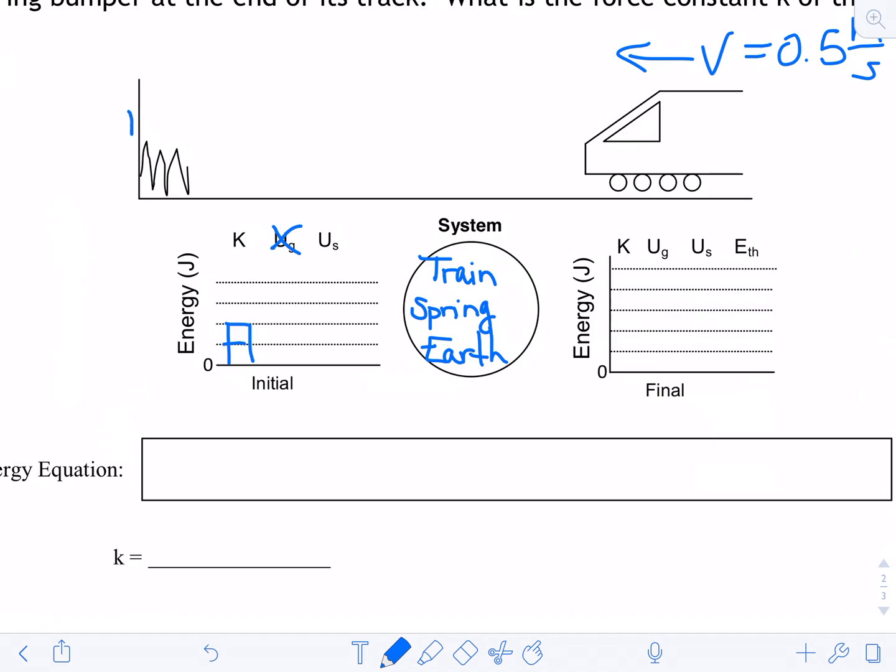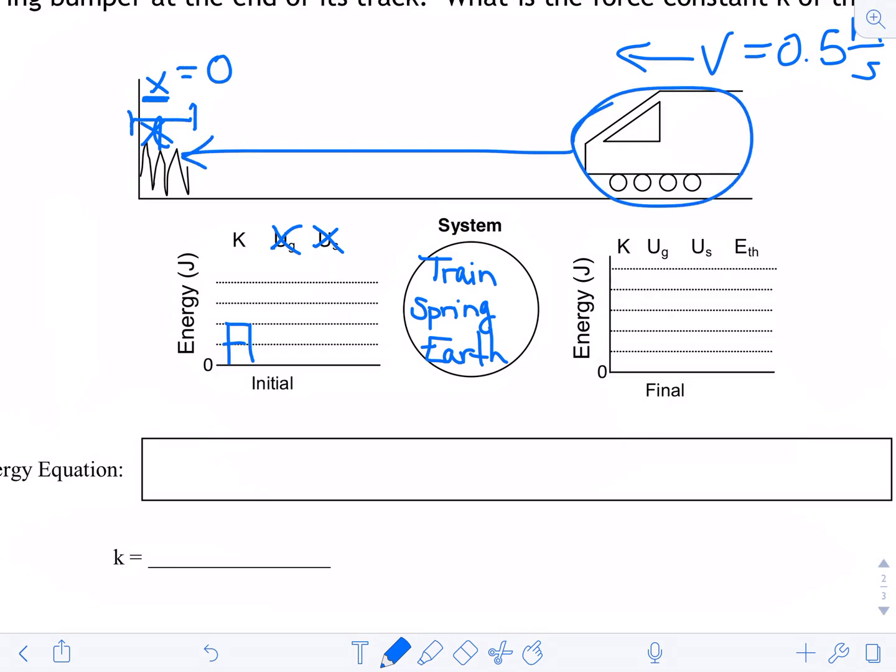And as of this very moment in time, this spring has no stretch. It doesn't matter how long the actual spring is, I don't care about the length. What matters is how far it has stretched, and there's no stretch, so no spring energy. Okay, what about at the very end? The train has moved along and compressed this spring, so now the spring is way tinier. It will no longer be moving, so no more kinetic energy. It's still at its lowest point, so no gravitational energy.